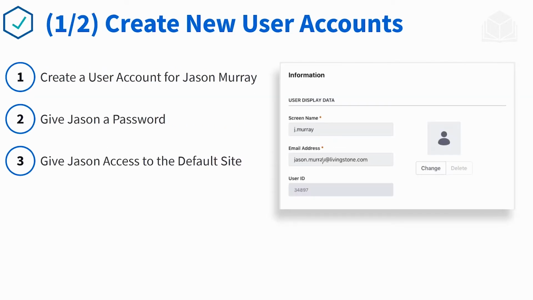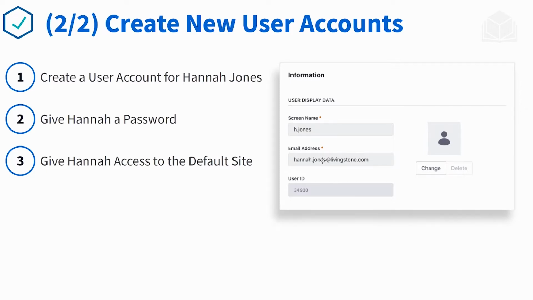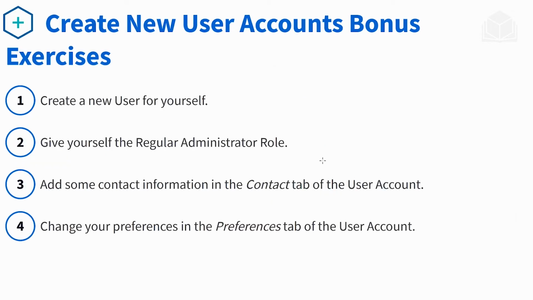Again, here are the steps. Create a user account, change the password, give access to the default site for both users. And if you want to take a stab at some bonus exercises, you can try creating a user for your own self, assigning a role, which we're not going to try in this exercise, but it should be fairly straightforward. And play around with some more of the additional information that you can supply when you are editing a user. After you initially create a user, you have a whole slew of options as far as what you can edit for that user, what kind of contact information or preferences you can give them. Go ahead and take a look at all of that on the Edit User screen.